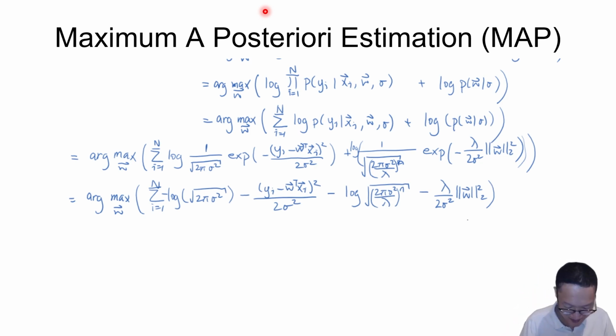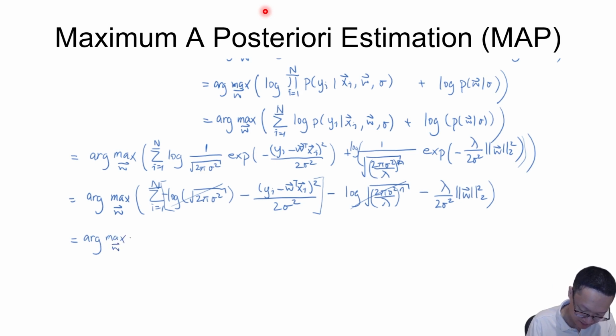Hopefully you can see that because we're maximizing over W, we can remove the terms which are independent of W. I'm just putting the brackets here to make it clear what is inside the sum. So now we're going to remove some stuff: the log of the constant terms can go away, they don't depend on W. So this is argmax of the negative sum from i equal to 1 to n of this. Because we have a negative sign everywhere, let's just put the negative sign in front.